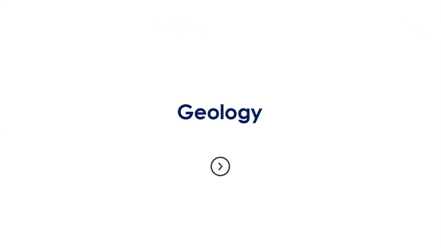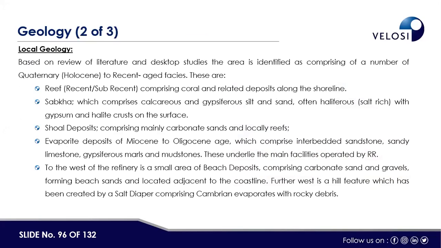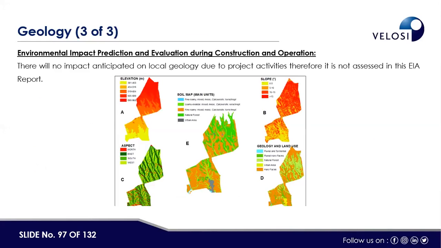Then the next aspect is geology. We have collected the information from the available literature, in the form of books and previous project documents. So we have collected all this information: regional geology, then the local geology with respect to the surroundings of the project. Then on that basis, we have predicted the impact due to the construction and the operation, and we have concluded that there will be no impact anticipated on local geology due to the project activities. Therefore, it is not assessed in this EIA.